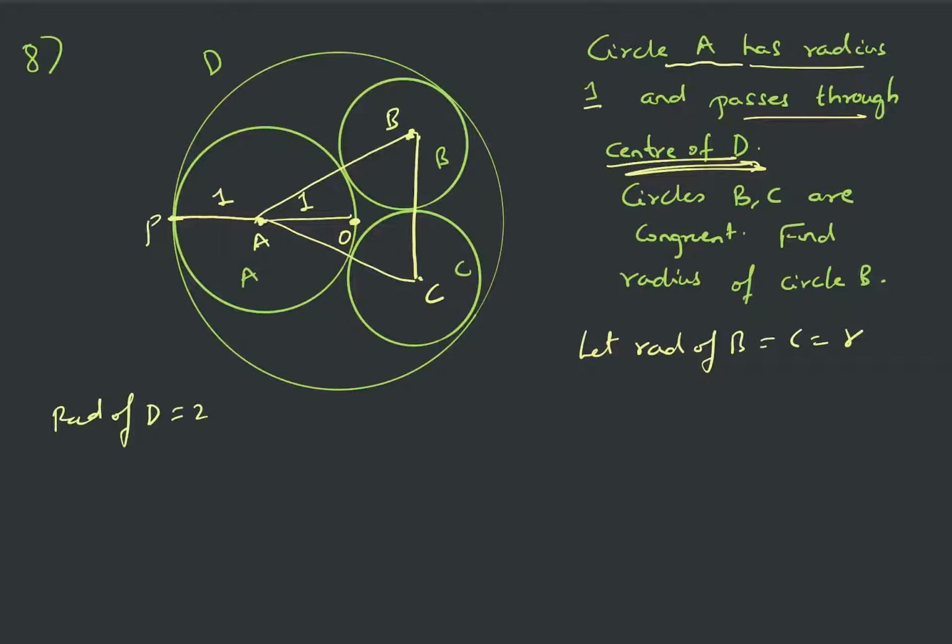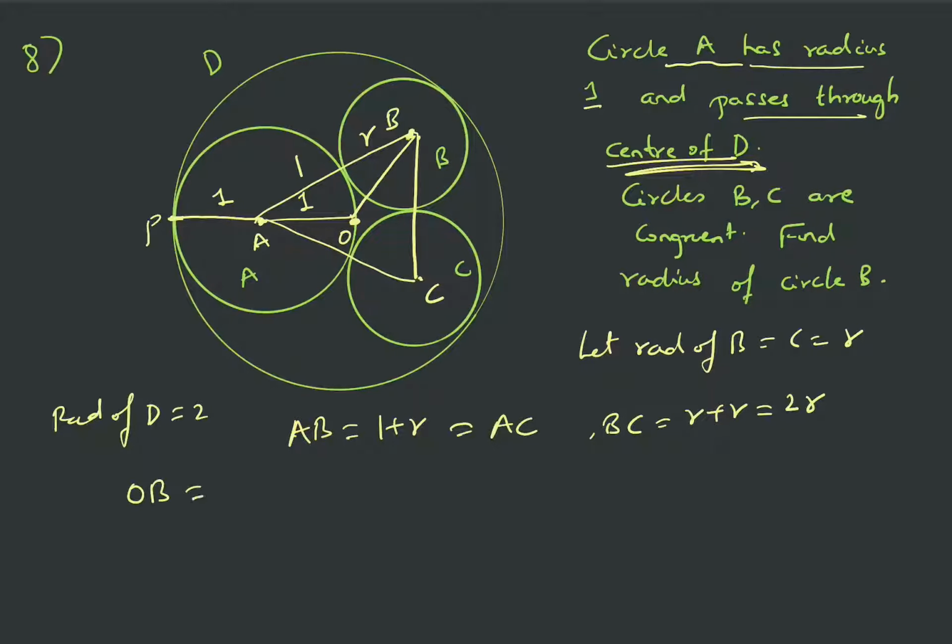Fine. So AB will be 1 plus R, right? This is R, this is 1. Similarly, this will be equal to AC, and BC will be R plus R, which is 2R. If two circles touch externally, distance between their centers is nothing but sum of the radii. Fine.